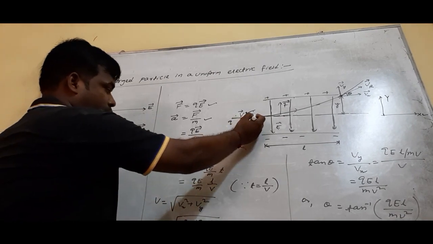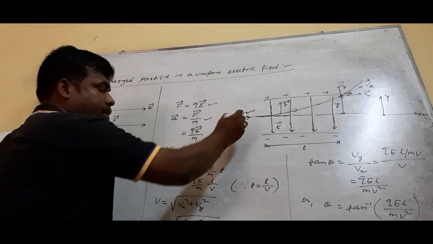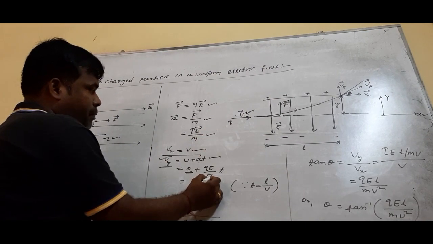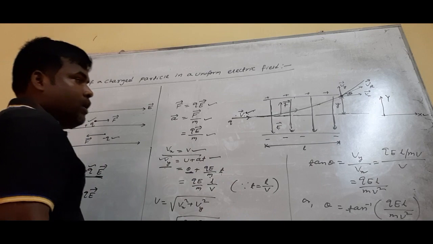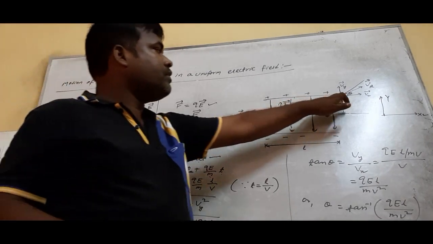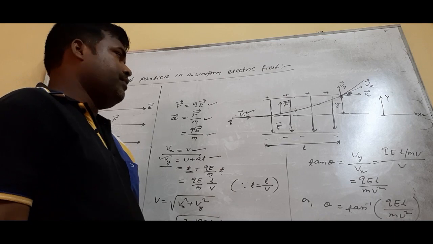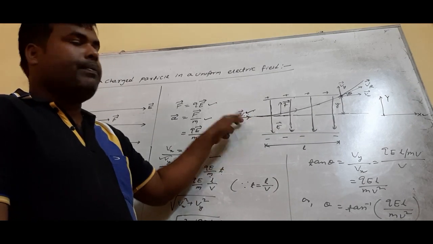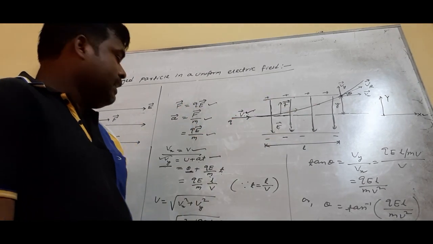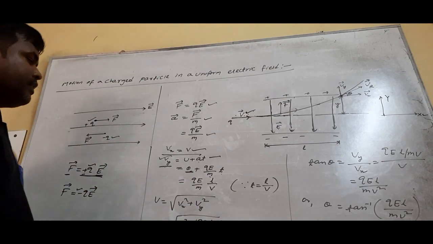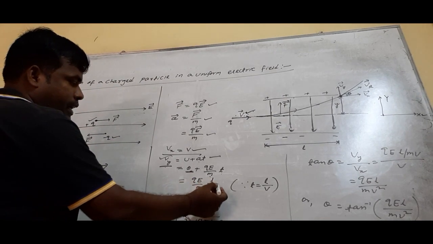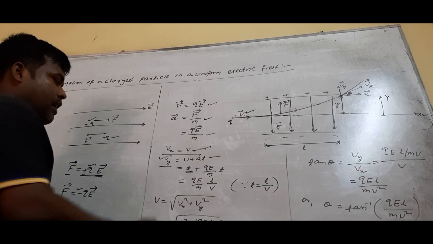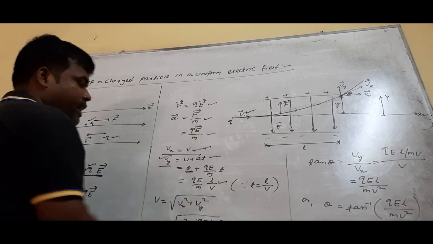But the initial velocity along the y axis is 0 because the velocity we have given initially is along the x axis. The acceleration is QE by m, multiplied by t. But what is t? The time taken by the charged particle from this point to this point is t. Then how can we find this distance? We have taken L, and the velocity, which is uniform along the x axis, is v. Then t is equal to L by v. So Vy will be QE by m into L by v. The x component remains the same as before, but Vy here is QEL by mv.